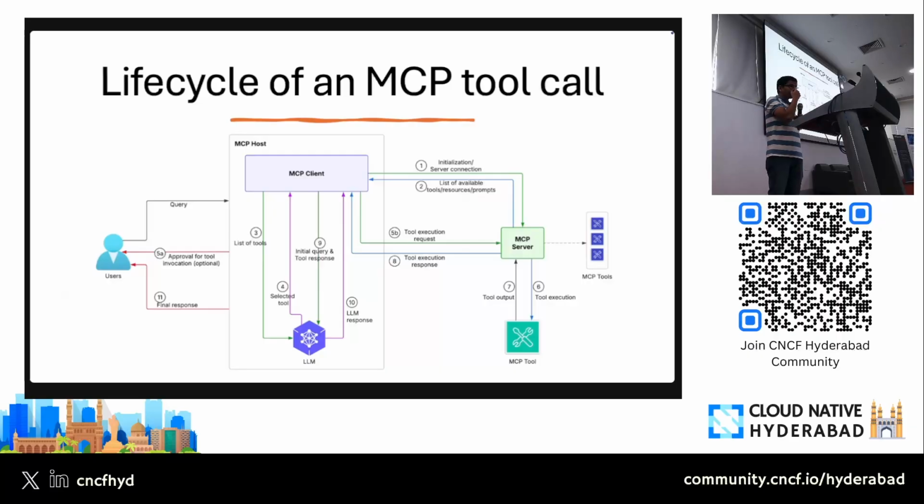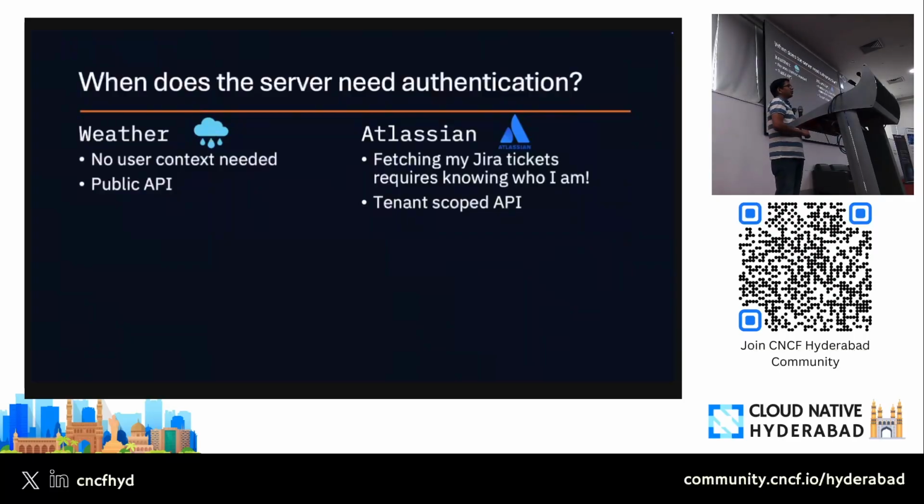So, that is the simplest thing, but this diagram does not answer a very basic question. Who is allowed to call these tools? Where is that identity or that RBAC, or ABAC, being put? This diagram is very high level, does not talk about that, and that is something we have to talk about. So, when does the server need authentication, right?